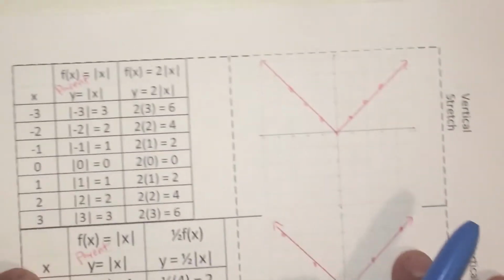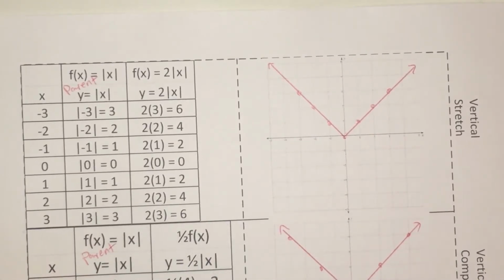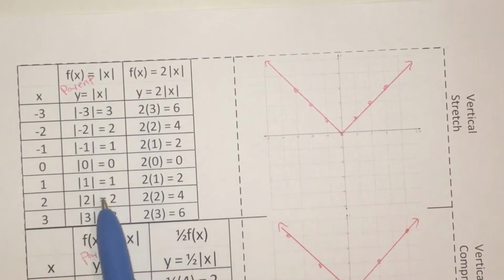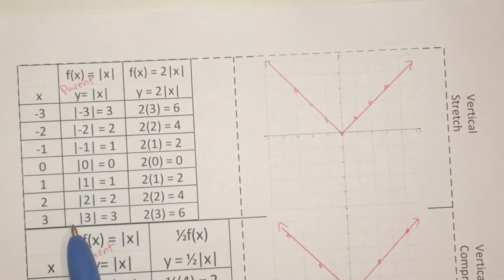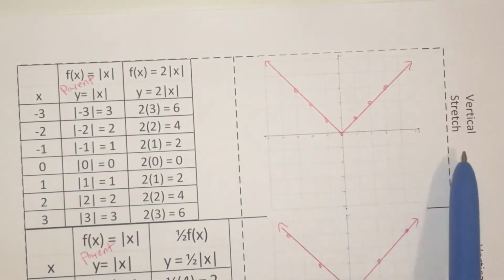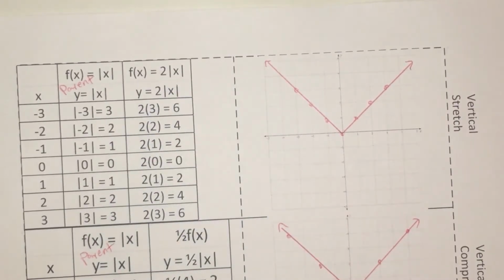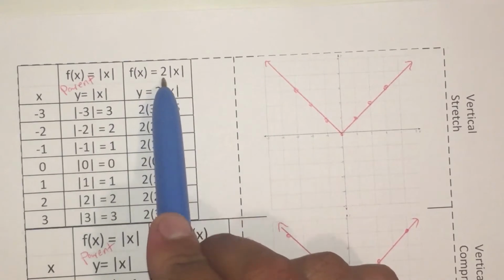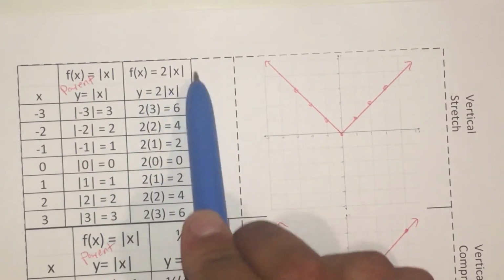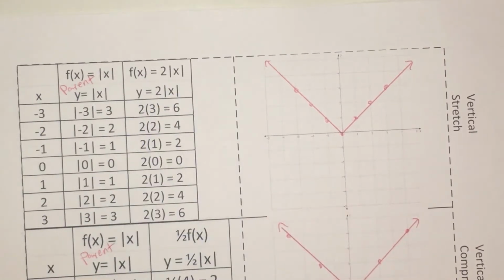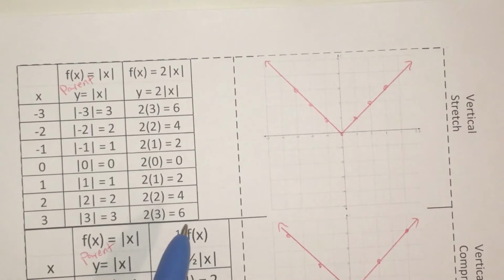I still got it. If you notice, this is the parent function, already graphed. Once again, this is still our parent function here, and we have our -3 to +3. But now this is our vertical stretch. A vertical stretch or compression is when we multiply a number by our actual function. So for this one, it's 2 times our function of x. So we're going to go over the basis and show you what it looks like.